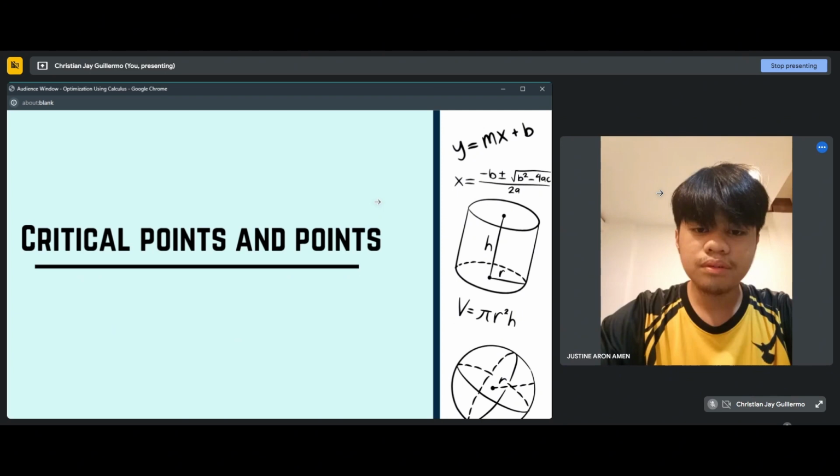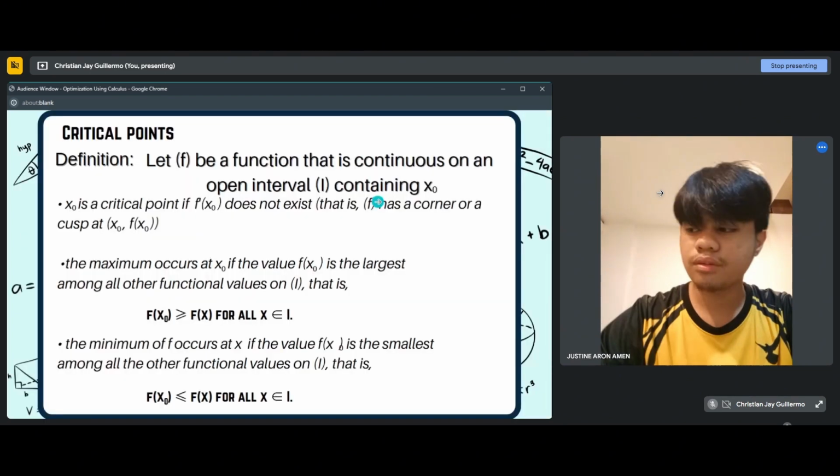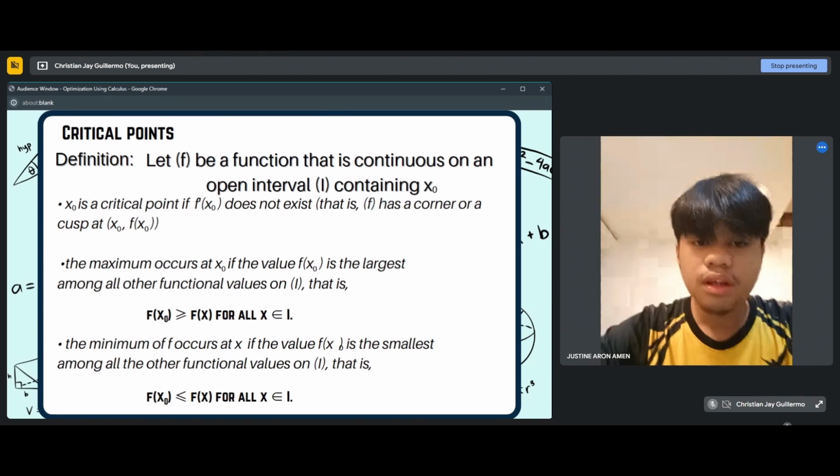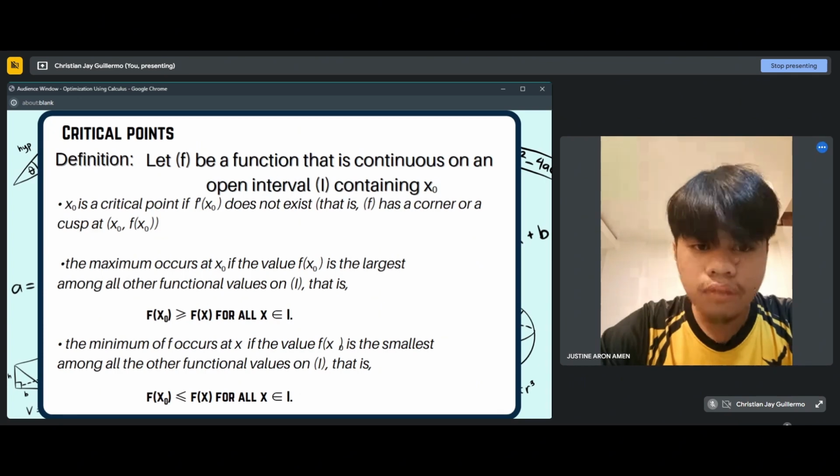So now, let's head to our critical points. Critical points, here's our definition. Let f be a function that is continuous on an open interval I containing x0. x0 is a critical point if f'(x0) does not exist. That is, f has a corner or a cusp at x0.